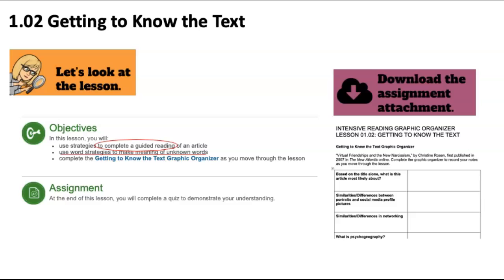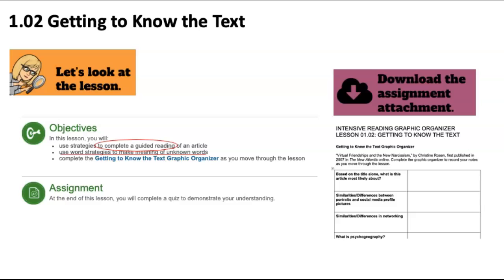1.02 Getting to Know the Text is your next lesson in your informative text unit. Let's look at the lesson and the objectives. In this lesson, you will use strategies to complete a guided reading of an article. A guided reading is when you have a teacher or a graphic organizer or something that is causing you to stop at different points throughout the reading to ask questions.